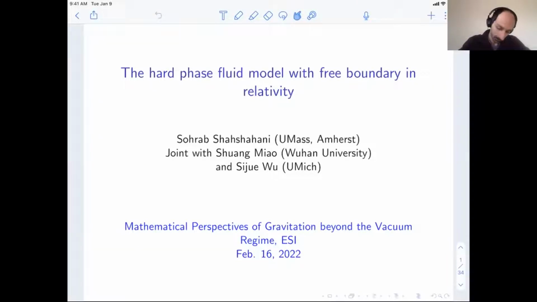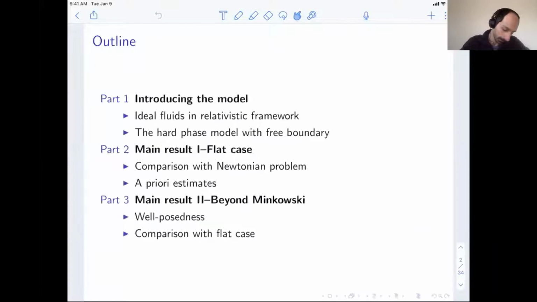Okay, so let me start by giving a short outline of what I'll talk about. I will be talking about this hard phase fluid with a free boundary, and the eventual goal is to discuss the well-posedness when coupled to Einstein equations. But what I will do is start by first setting up the general background of the types of relativistic fluids we're considering. I'll say a few words about the general case, and then quickly specialize to the case of isentropic fluids, and then to the hard phase fluids, which is the topic of the talk.